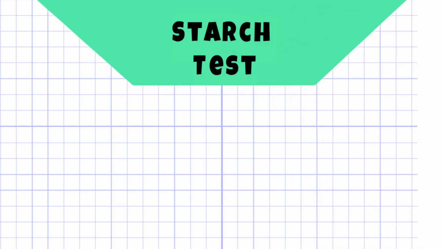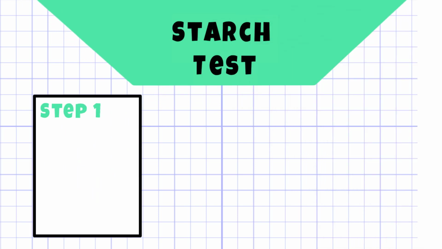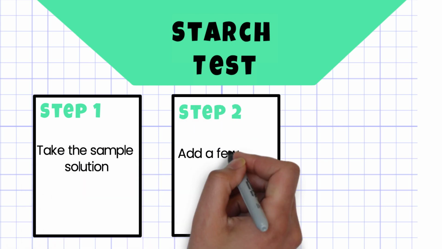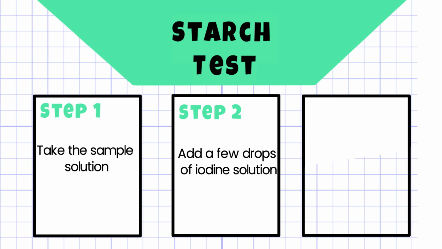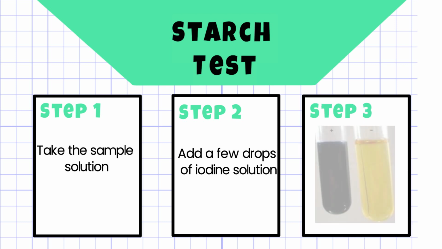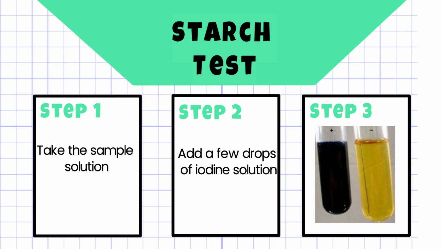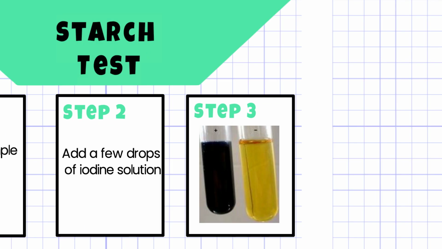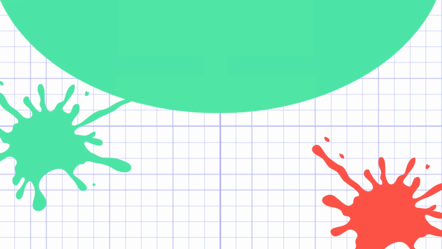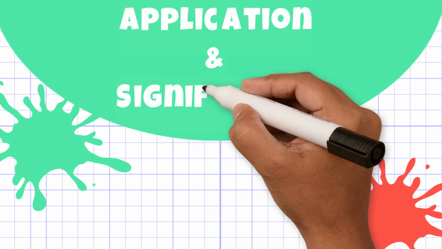For the starch test, take the sample solution and add a few drops of iodine solution. If starch is present, a distinct color change occurs. The iodine interacts with the starch molecules, forming a dark blue or black coloration, indicating a positive result for the presence of starch. Now, you might be wondering, where are these tests used?